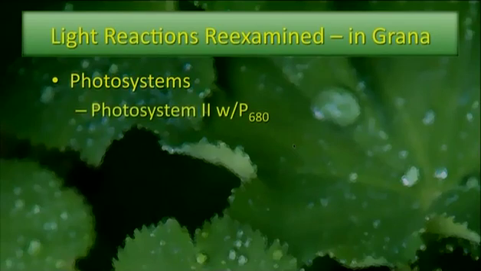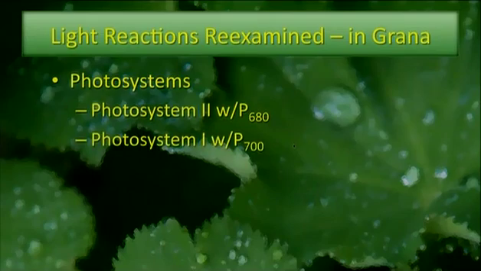First of all, we have photosystem 2, with a reaction center molecule of chlorophyll A. It's called P680. P stands for pigment, and 680 stands for the wavelength at which it absorbs light, 680 nanometers. So photosystem 2 is the first photosystem, and then we have photosystem 1. Photosystem 1 and photosystem 2 are named in the order in which they were discovered, but in the process of photosynthesis, photosystem 2 comes first.